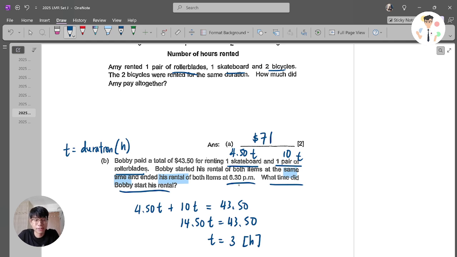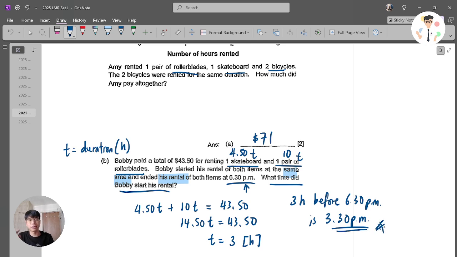And since it ended at 6:30, it means 3 hours before 6:30 p.m. is 3:30 p.m. It means that Bobby starts his rental at 3:30, and it takes 3 hours until 6:30, and that is the cost of $43.50.